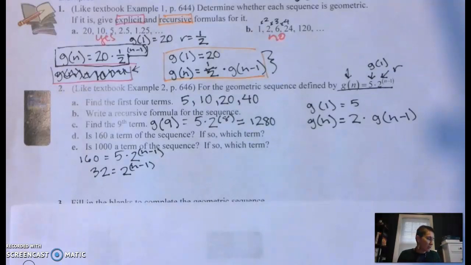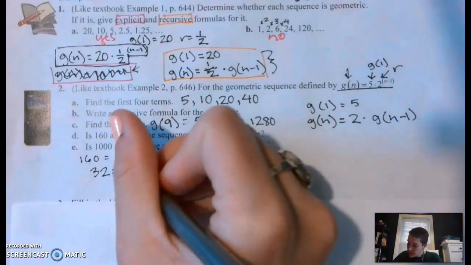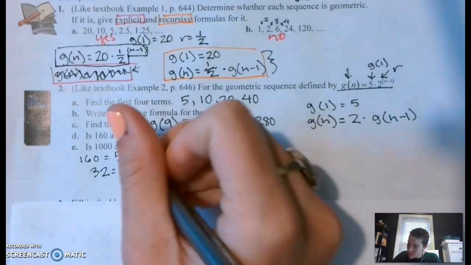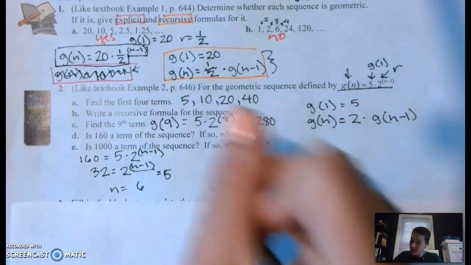So we just kind of figure out, maybe do some math on our fingers, 2 times 2 times 2. We find out that it is actually 2 to the what power? So if you do the math, it's actually 2 to the 5th power that gives us 32. Since we have 2 raised to the n minus 1, we're saying that n minus 1 equals 5. Therefore, n must equal 6.